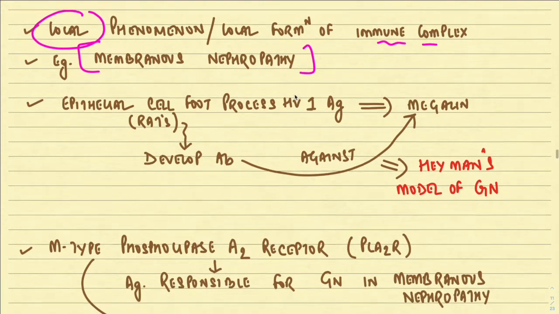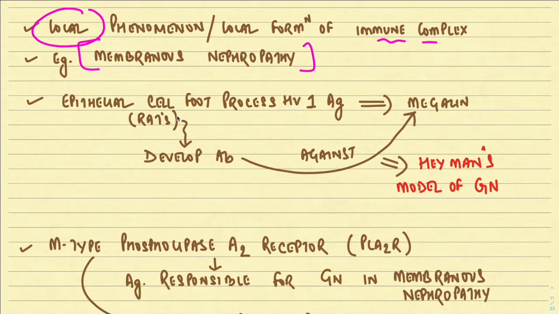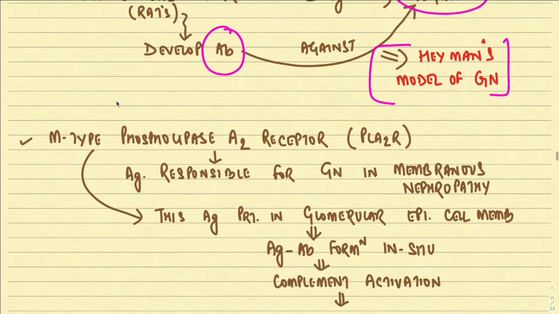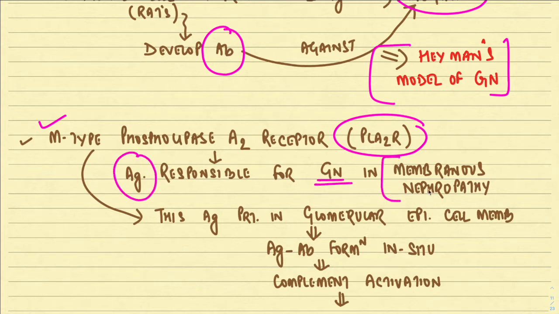Very important, there are two things over here. In case of rats, there was one antigen called megalin, which was present in the epithelial cell foot process. The rats started to develop antibody against this megalin and they developed a type of glomerular nephritis called Heymann's model of glomerular nephritis. In case of human beings, there was the M-type phospholipase A2 receptor, that is the PLA2R receptor.